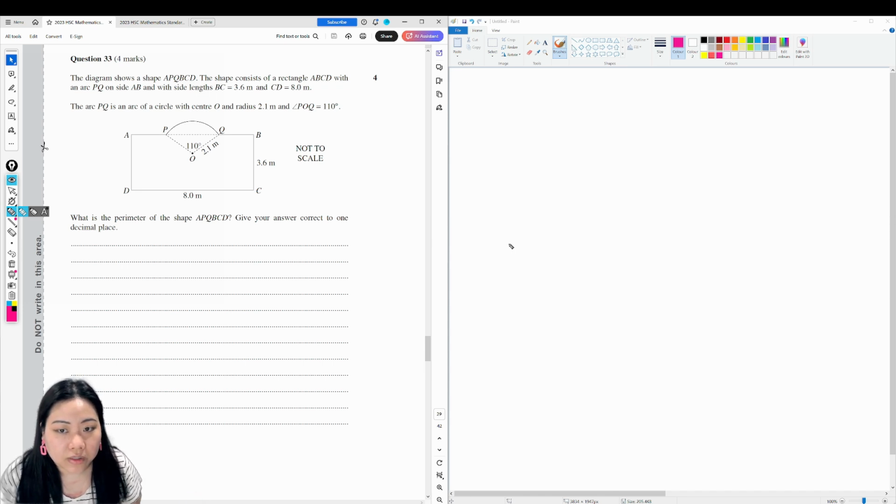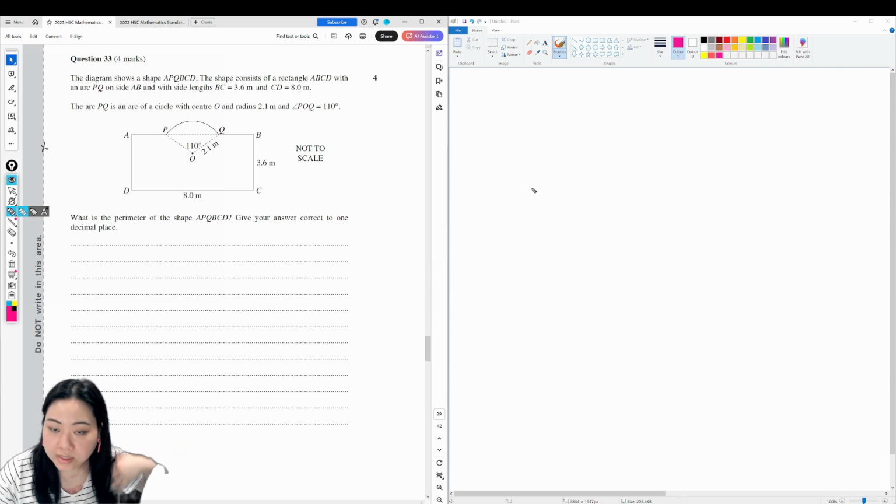Question 33 with 4 marks. The diagram shows a shape APQBCD. The shape consists of a rectangle ABCD with an arc PQ on the side of AB with side lengths of 3.6 meters and 8 meters. The arc PQ is an arc of a circle with center O and a radius of 2.1 meters. Angle POQ is 110 degrees. What is the perimeter of the shape? Give your answer to 1 decimal place.